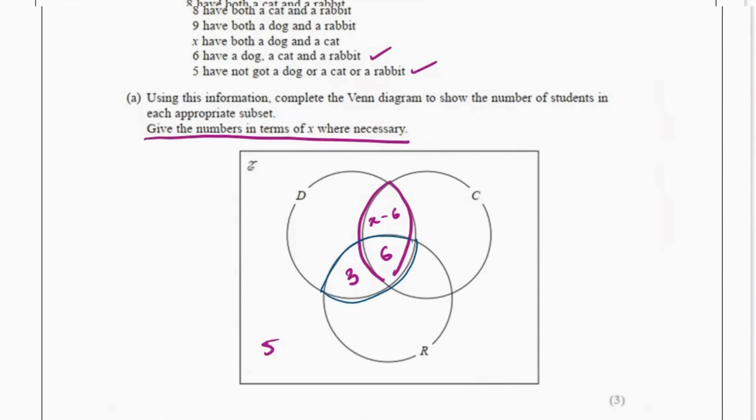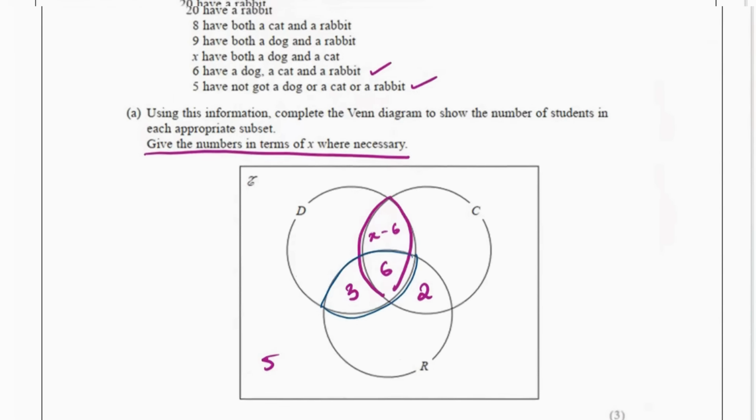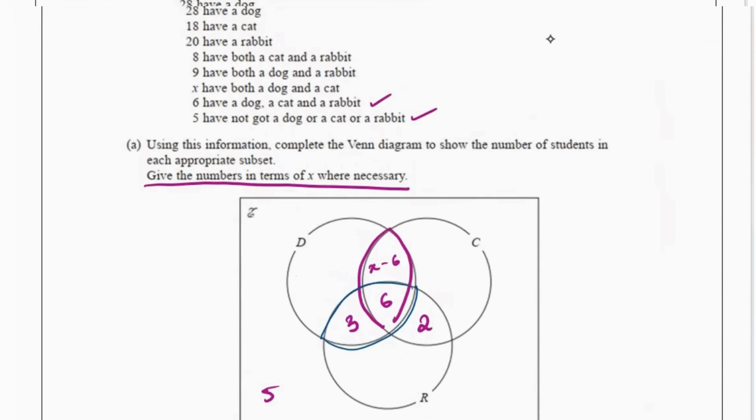Then 8 have both a cat and a rabbit. So this is going to be 2 now. 20 have a rabbit. So we have 3, 6, and 2, which is 11. So out of 20, 11 is already given. So this is going to be 9. The entire circle is 20, not this part. Because if it said just rabbit, then this would be 20. But it just says that 20 have a rabbit. So those 20 can have people who have a dog and a cat as well.